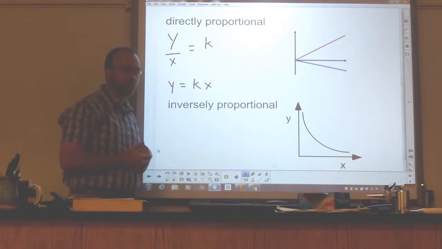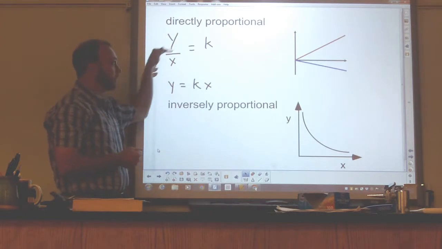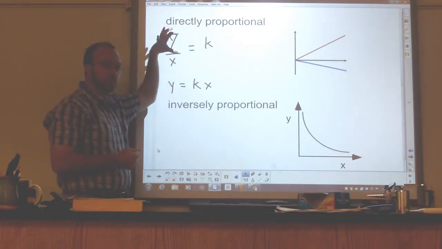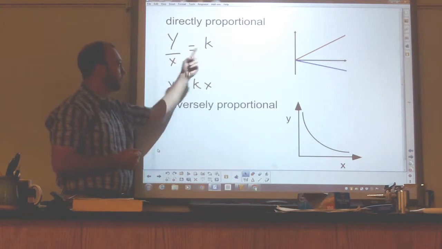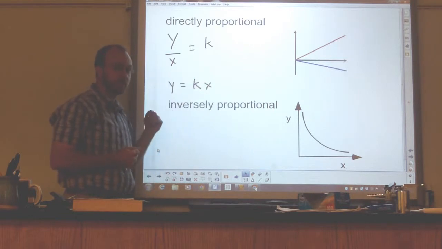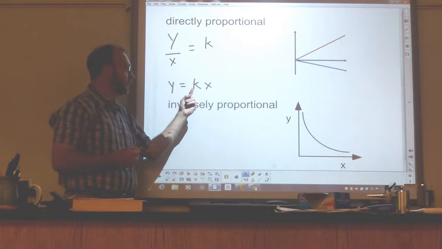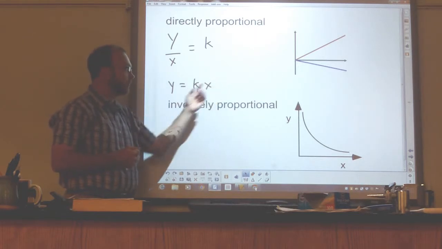So our definition of directly proportional was that if you take one variable and you divide it by another, you get a constant. To help you visualize this relationship, we rearranged to make it an equation of y as a function of x. So we just multiplied the x over. And we talked about that you should recognize this equation as a straight line. y equals mx plus b. So here the constant k is the slope and the y-intercept is 0.